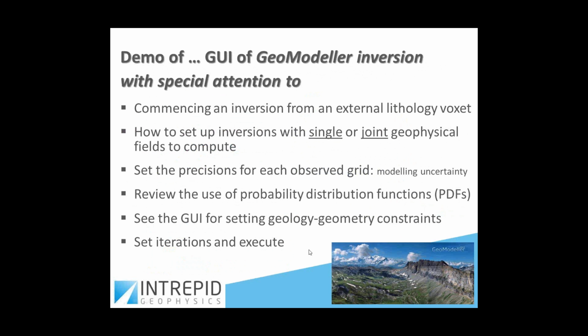And so now I'd like to move into our demonstration today and have a look at the graphical user interface. We're going to pay a bit of attention particularly to some workflows which include commencing from an external lithology voxet set. I'm going to show you how to set up an inversion with either a single or a joint geophysical fields to compute. We're going to think about the precisions for each observed grid, which contributes to modelling uncertainty. We're going to just touch on reviewing the probability distribution functions and how these are used in many ways in the inversion workflow. And we're going to set up those geology geometry constraints and of course set up the number of iterations and execute the run.